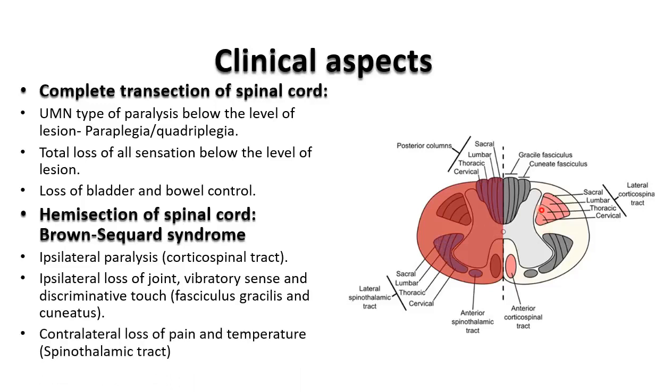Instead of ipsilateral, it is contralateral because the crossed fibers are actually there. So that is why you have ipsilateral motor paralysis, and joint sense and vibratory sense are lost, but contralateral pain and temperature, on the opposite side you won't have pain and temperature sensations. That is called hemisection of the spinal cord.